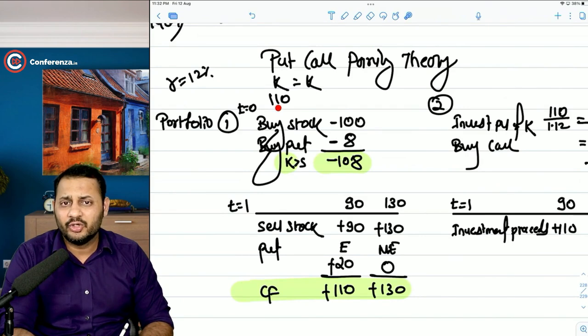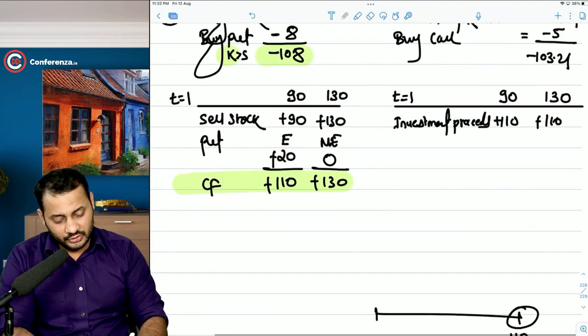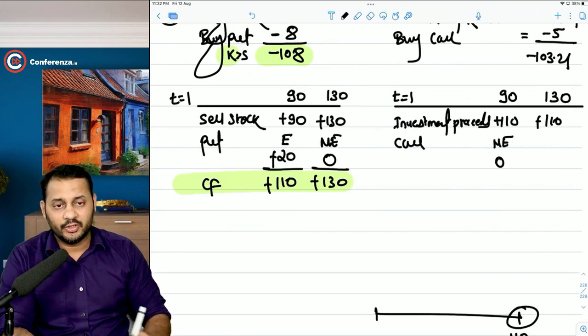Why would I want to buy at 110? So I will never buy the stock at 110. That means I will never exercise this option. So what will happen to the call option? It will not get exercised here and the payoff will be 0.